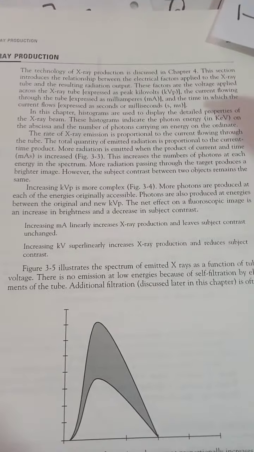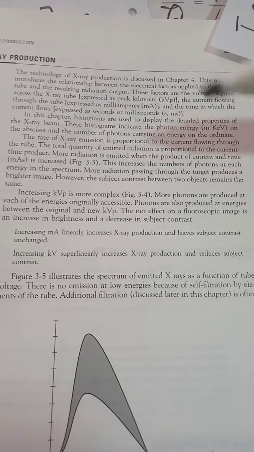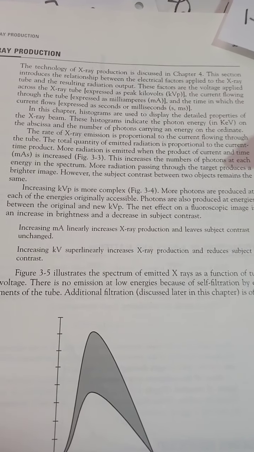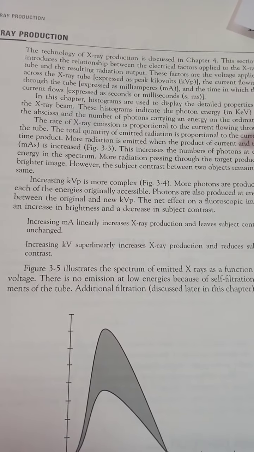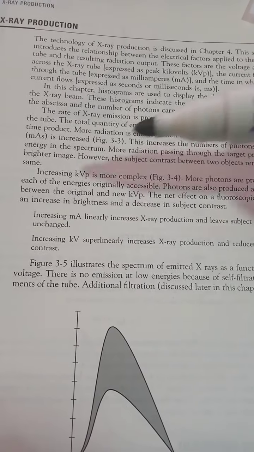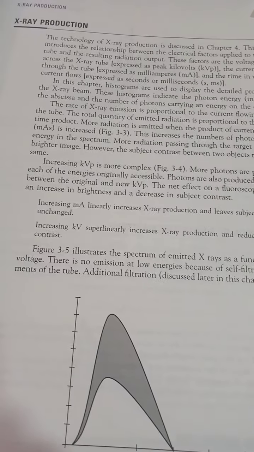Now coming back to current and time, this increases the number of photons at each energy in the spectrum, and more radiation passing through the target produces a brighter image. So brightness equals intensity.